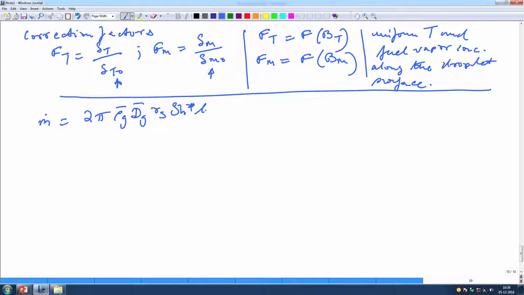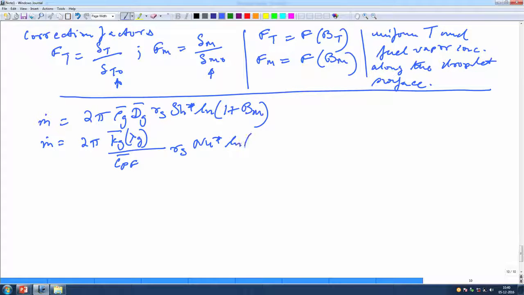Sherwood number, Bm. The other one, equivalent, kg, or it can be written as alpha g lambda g also, Cpf Rs Nu star ln 1 plus Bt, right. One comes from the heat transfer argument, one comes from the mass transfer argument.